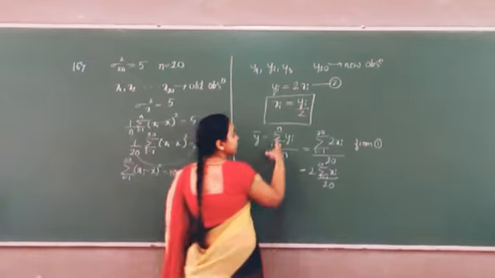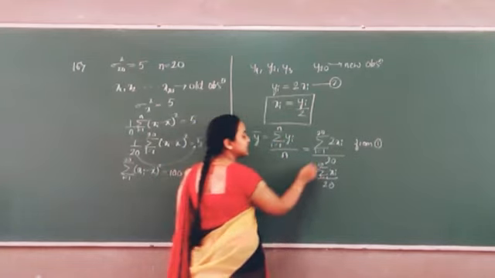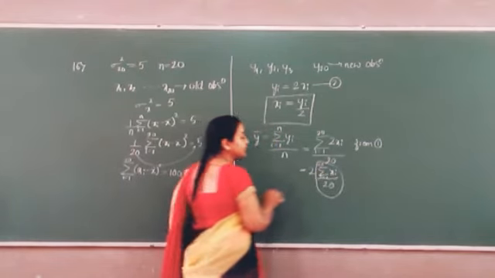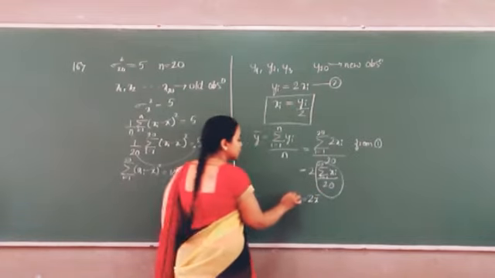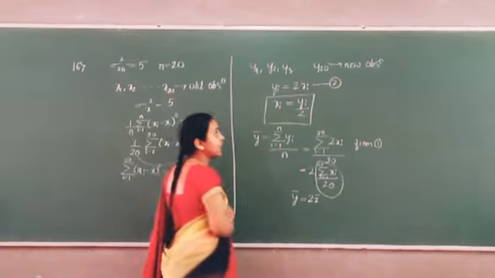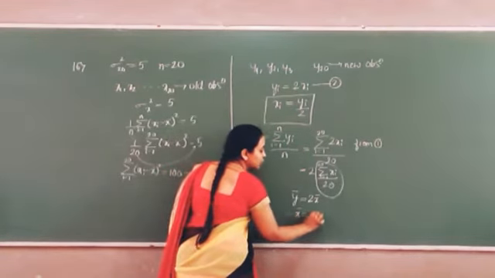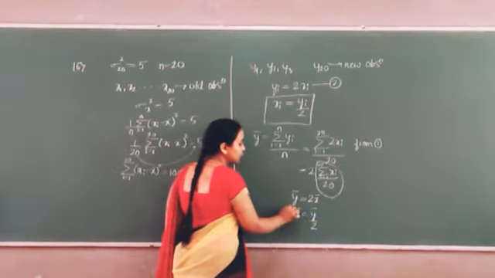Now, if summation of yi divided by n is y bar, in the same way, summation of xi divided by 20, what will it be equal to? It will be equal to 2 into x bar. So that is, y bar is equal to 2 into x bar. Or what can we write? You can write x bar is equal to y bar by 2. Okay.